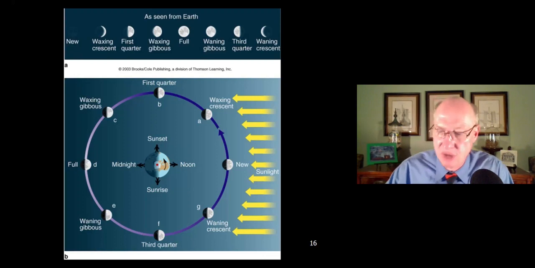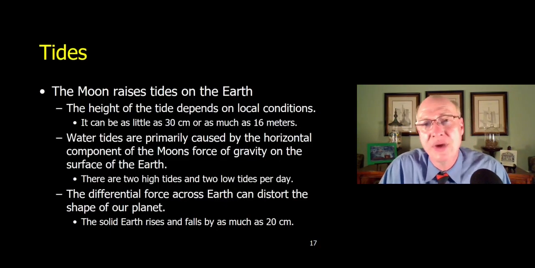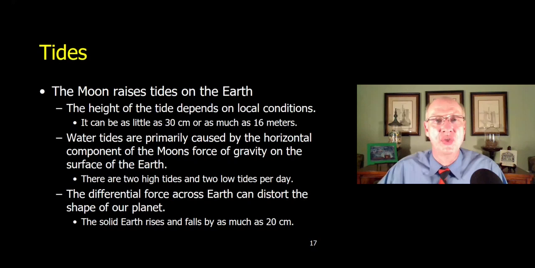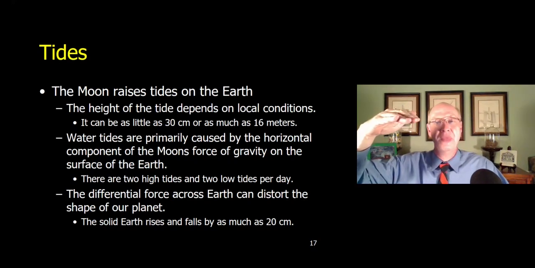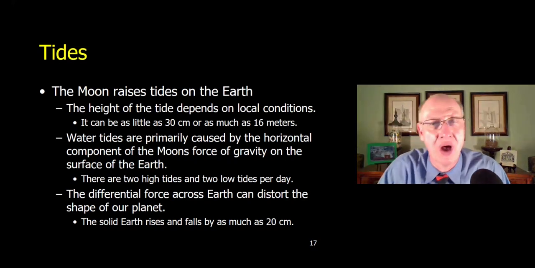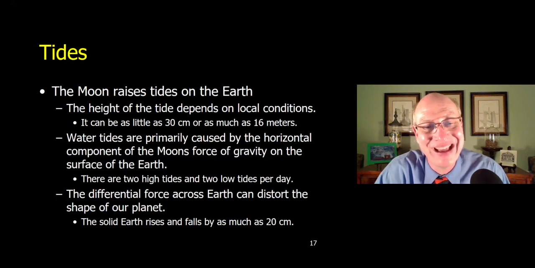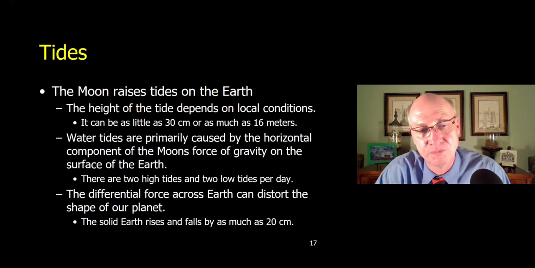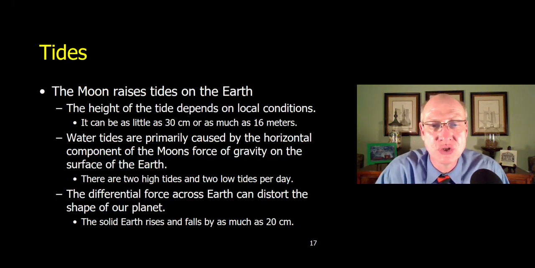All right, so let's talk more about the tides. The moon raises tides on the Earth. The reason the tides on the Earth are so noticeable is because water is free to slosh and move around. The height of the tides depends on local conditions. It can be as little as 30 centimeters, about a foot or so, and it can be as much as we saw up at the top of the Bay of Fundy, as much as 16 meters. And there are 2 high tides and 2 low tides every day.